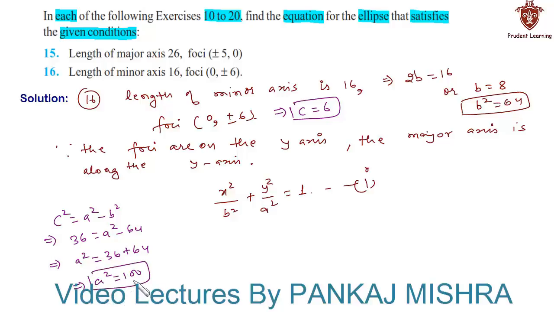Now on substituting the values of a square and b square in equation 1, here we have x square over 64 plus y square over 100 is equal to 1. So this is the equation of the required ellipse for which length of minor axis is 16 and foci are at 0, plus minus 6. This completes our solution. Let us see the next problem.